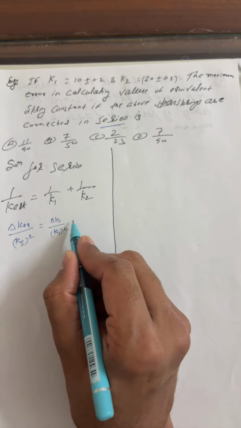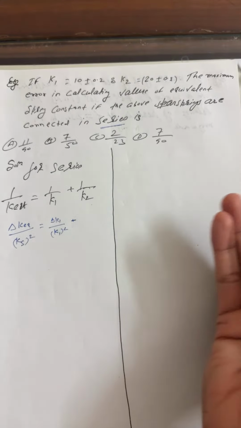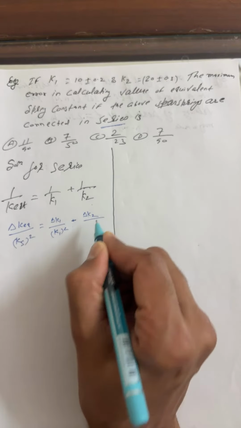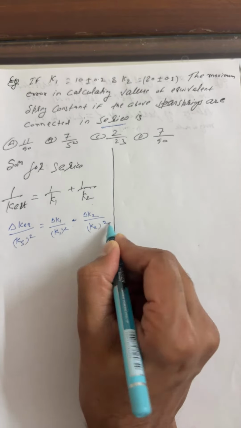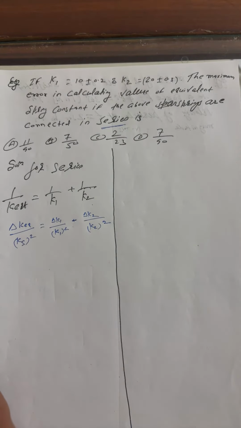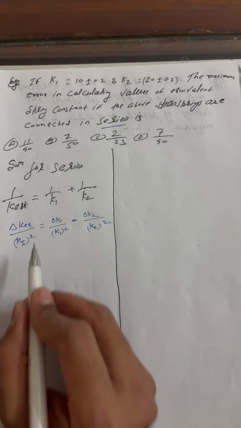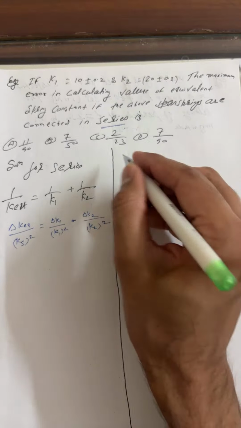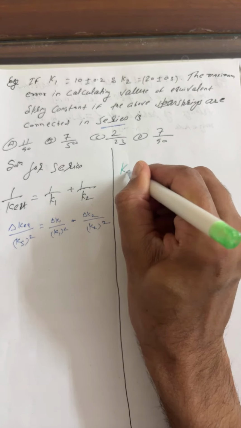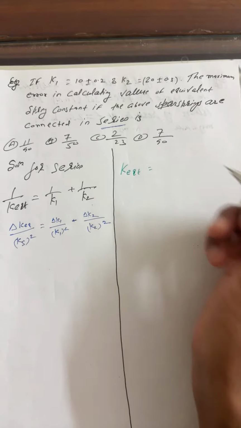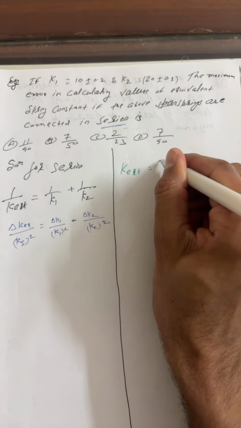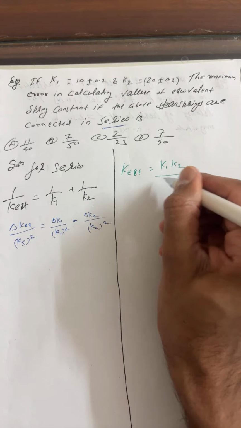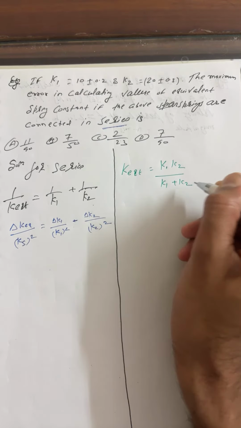This is plus, as usual we want the maximum error, so this is delta K2 upon K2 square, right? Here, further, students, we used to find delta K equivalent. First, we can find K equivalent. In the classroom, I said if we have two springs in series, finally we can apply the formula: K1 into K2 upon K1 plus K2. Simply you can write.